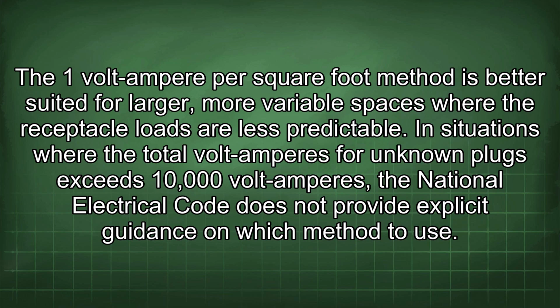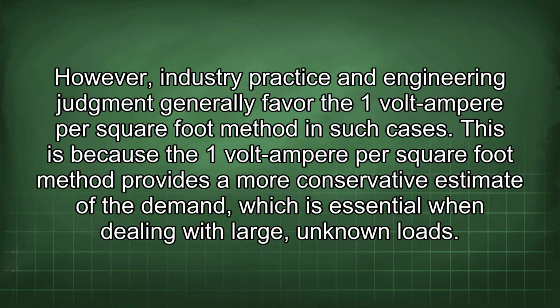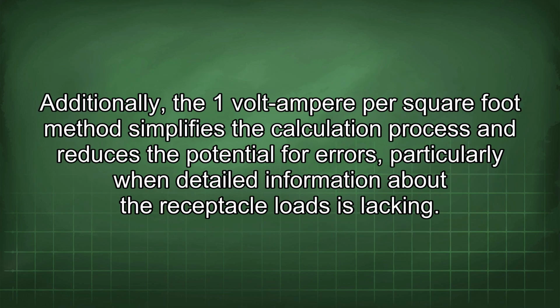In situations where the total volt-amperes for unknown plugs exceeds 10,000 volt-amperes, the National Electrical Code does not provide explicit guidance on which method to use. However, industry practice and engineering judgment generally favor the 1 volt-ampere per square foot method in such cases. This is because the 1 volt-ampere per square foot method provides a more conservative estimate of the demand, which is essential when dealing with large, unknown loads. Additionally, the 1 volt-ampere per square foot method simplifies the calculation process and reduces the potential for errors, particularly when detailed information about the receptacle loads is lacking.